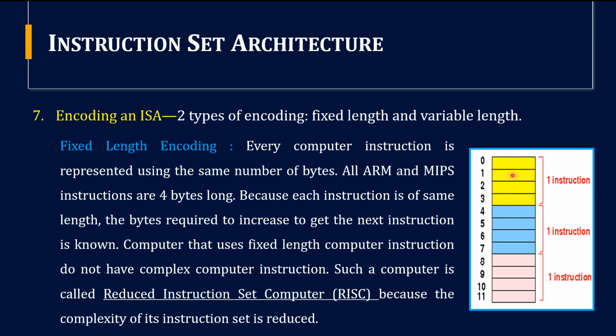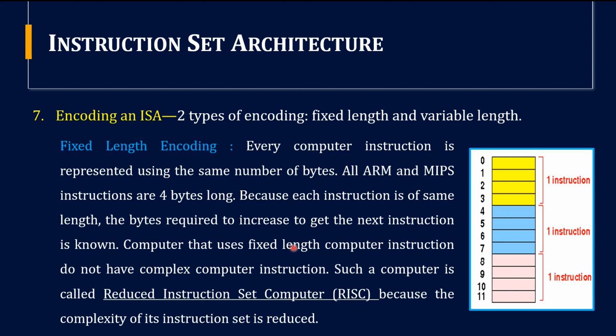Because each instruction is of the same length, the number of bytes required to increase to get the next instruction is known. So if the first instruction address is 0, then what about the starting address of the second instruction? Of course, it will be 4. So it will be in multiples of 4. If you know the address of one instruction, it is easy to find out the address of the next instruction. We know the number of bytes required to increase to get the next instruction address.